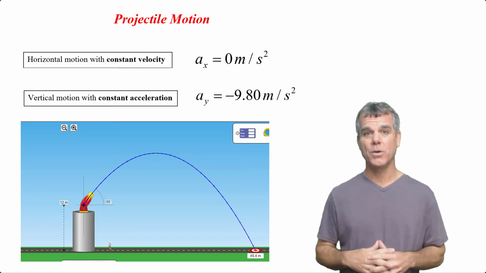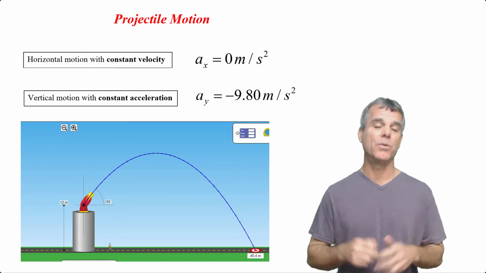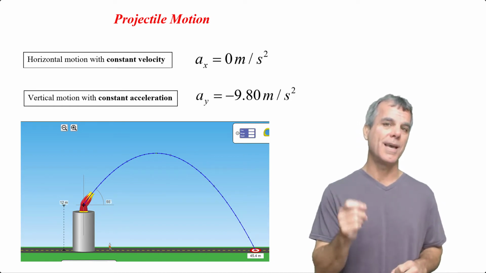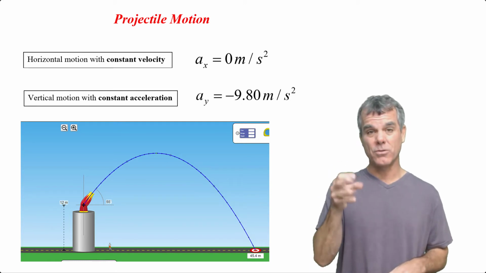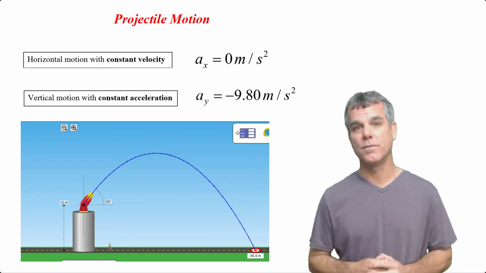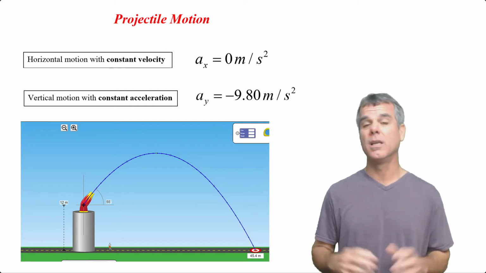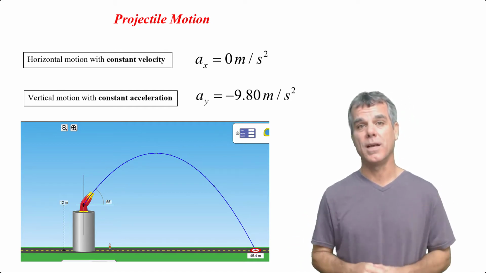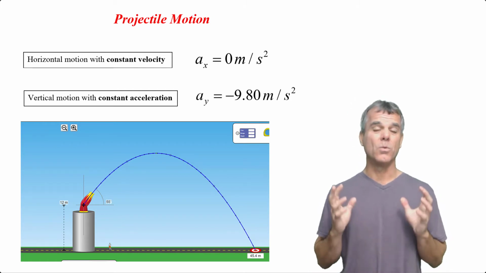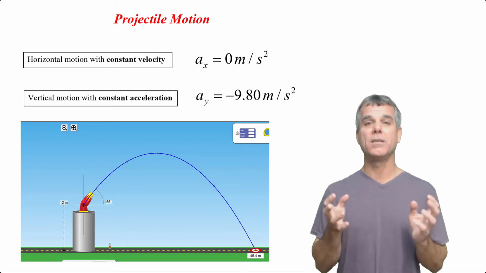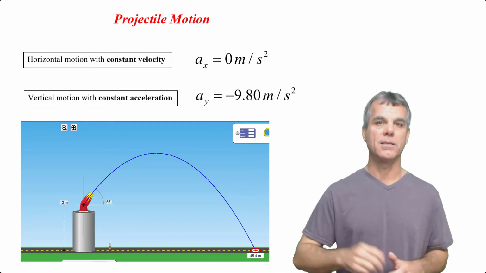And although it may be counterintuitive, the answer is both objects will hit the ground at exactly the same time, because if I drop an object, it has no initial velocity in the y direction. If I launch an object horizontally, it also has no initial velocity in the y direction. So the y components of motion for each of these objects are exactly the same.